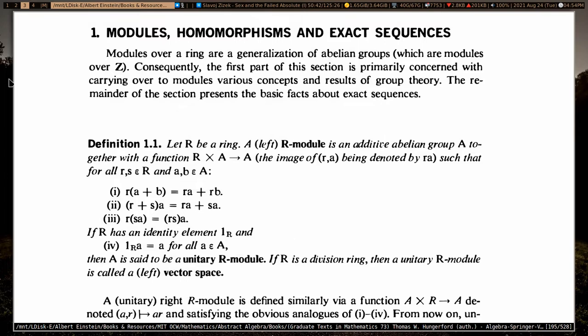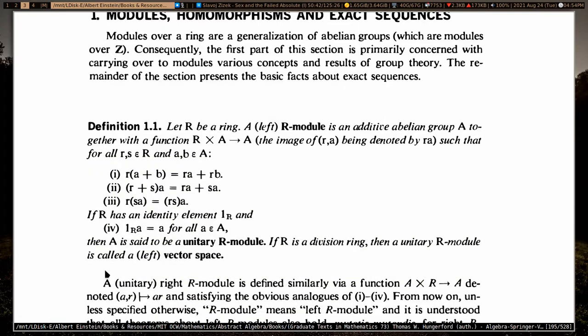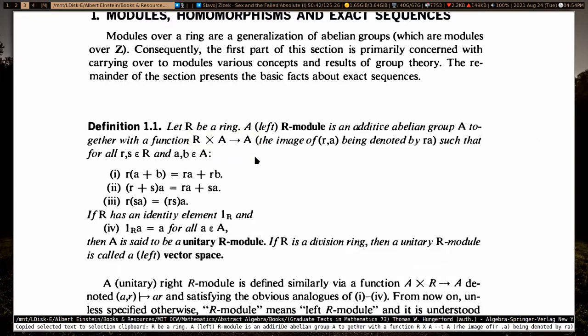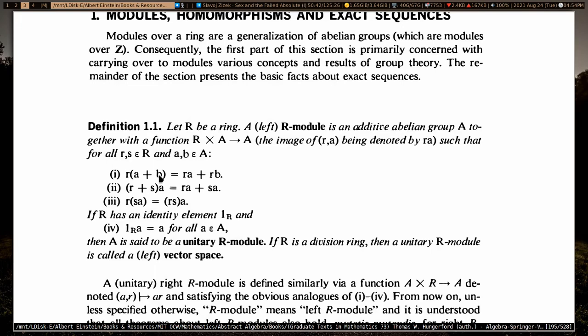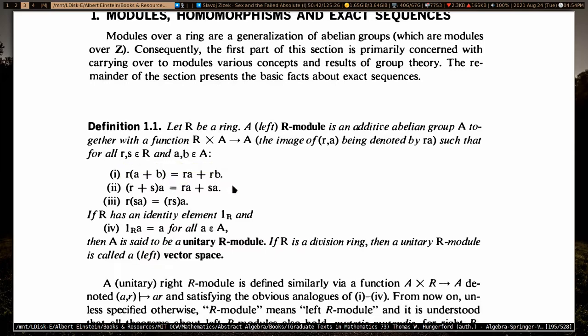Which satisfies these three things. So if you've done linear algebra, you know for vector spaces you have these conditions, and so this bilinear operator is a function, but it must satisfy that it is linear. If you remember from linear algebra, this is what linearity looks like in linear algebra terms. So r(a + b) is equal to ra + rb.